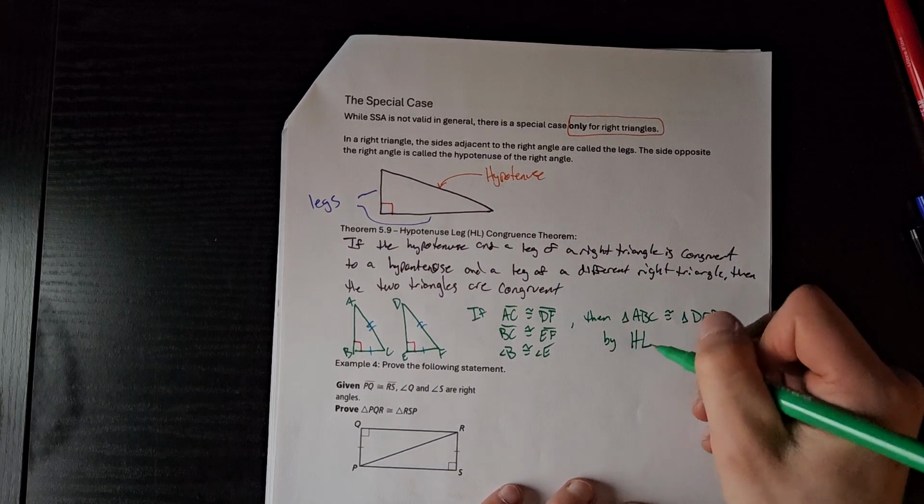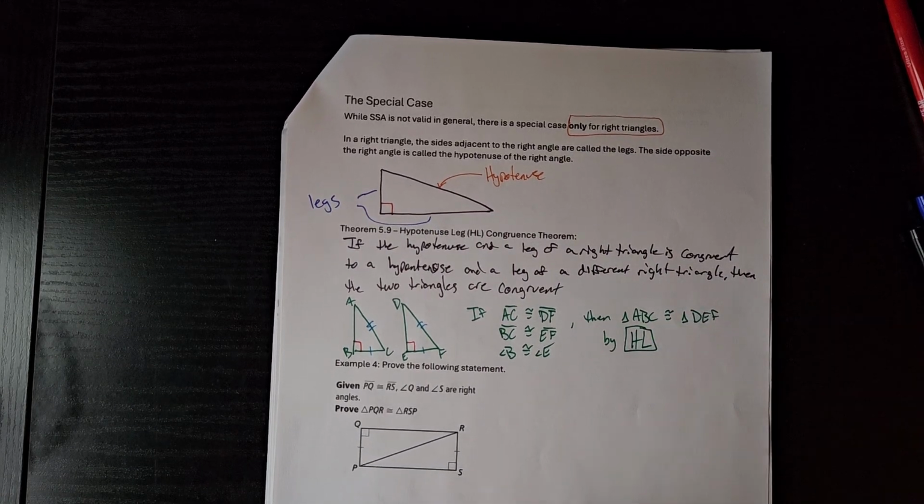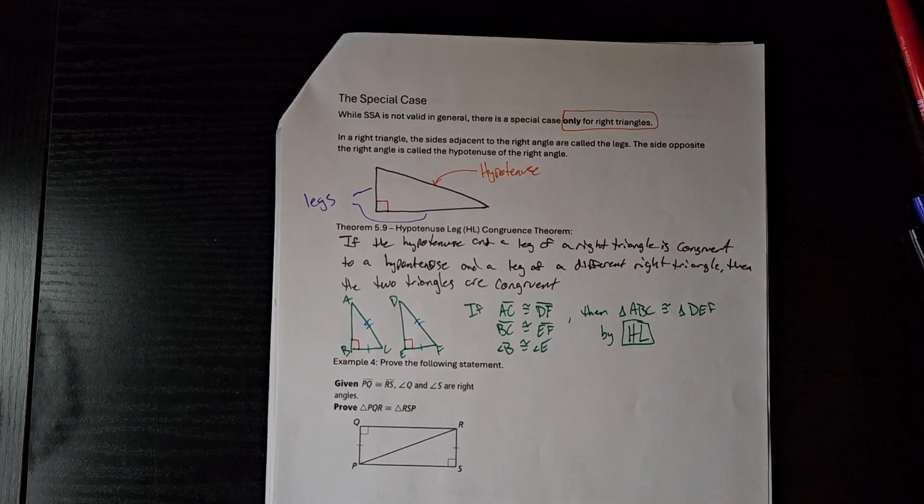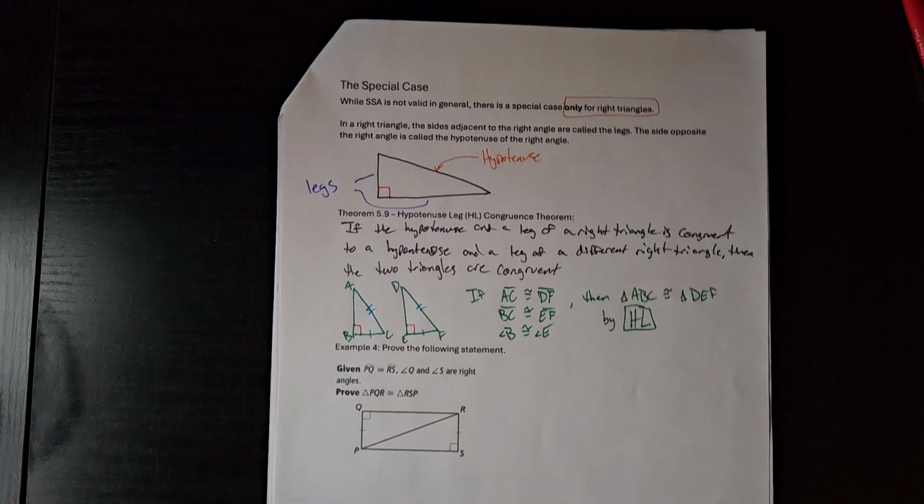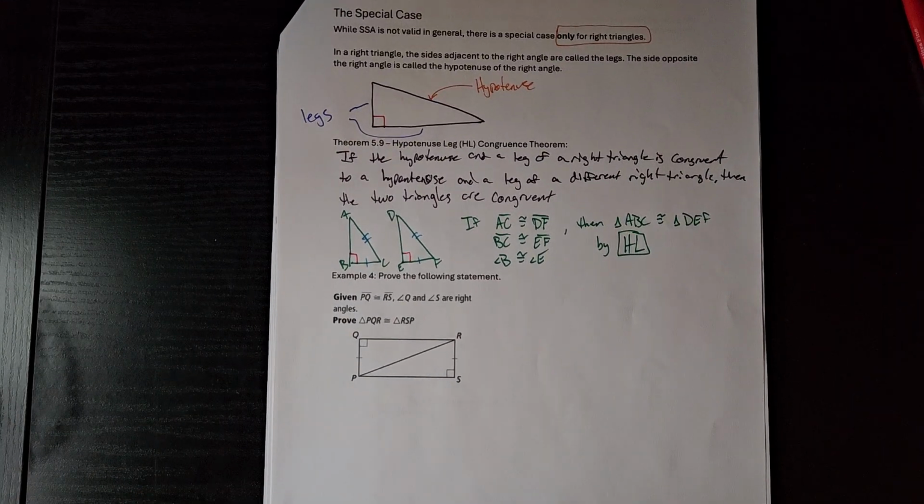We denote it by hypotenuse leg. Don't denote it by SSA. This is how we denote it in our proofs, and we have a proof to go along with it. Let's do it like we did before, where we didn't build the proof first. We didn't do the two column first. We just took notice of what's happening.